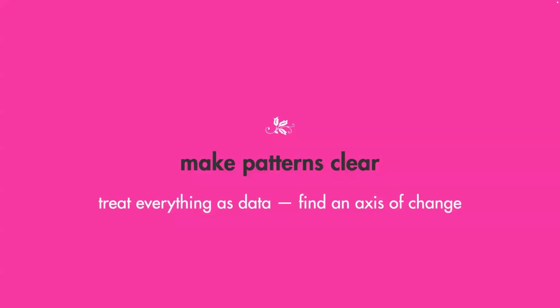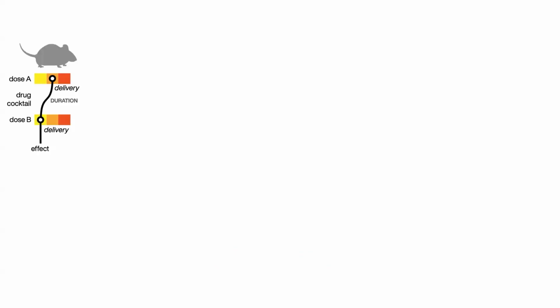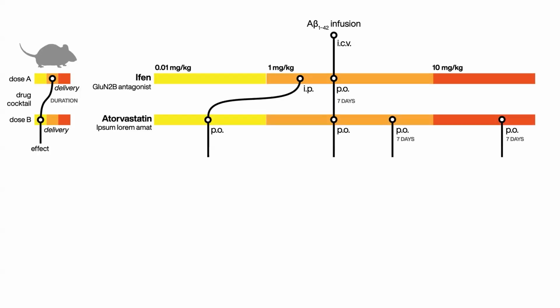So our first job is to make patterns clear and treat everything as data to the extent that's possible. So remember that mouse graphic where there was a lot of drug cocktails given to mice. How would we fix it? Well, we would think, what is the legend? The legend is a mouse because it's in mice. Dose A, dose B, some kind of a delivery, some kind of an effect. And then we would draw some axes and some drugs. And then we would connect the axes to create a cocktail. You see there's 4 cocktails, no problem.